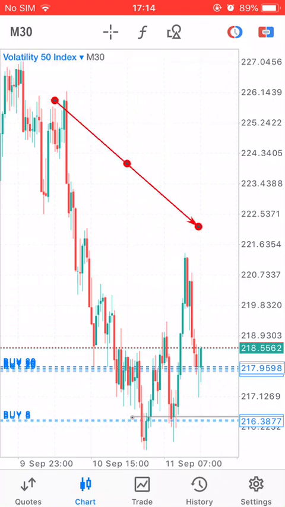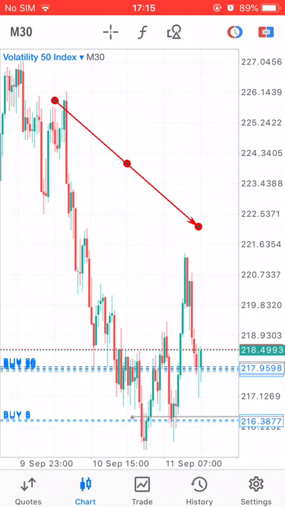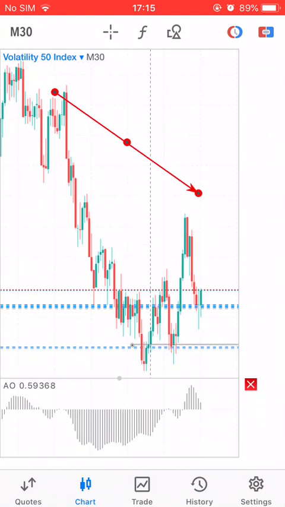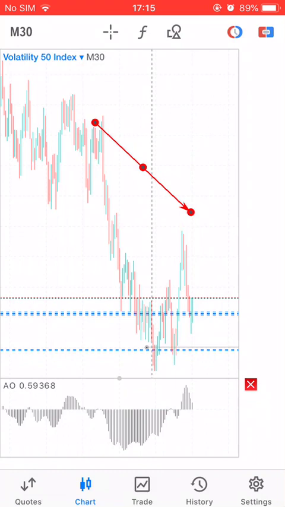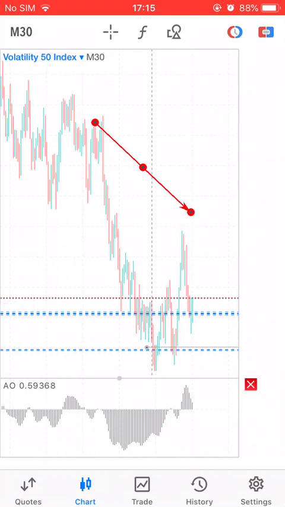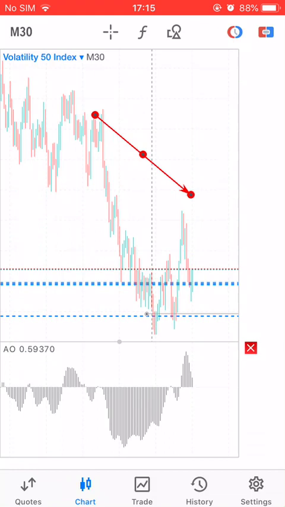If I look again for another confirmation, let me check if I can see something on the Awesome Oscillator. Okay, this is beautiful guys. The Awesome Oscillator is showing us a divergence. Why am I saying a divergence? Let me pull it up a bit so you can see this oscillator here.